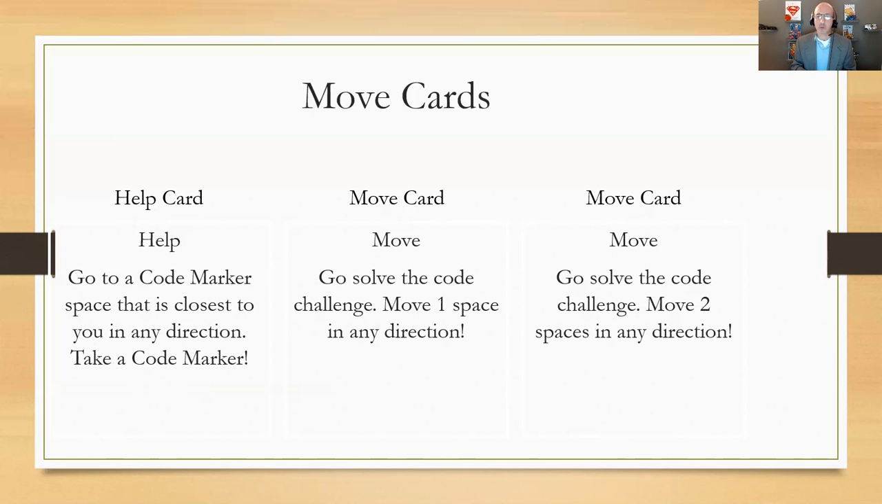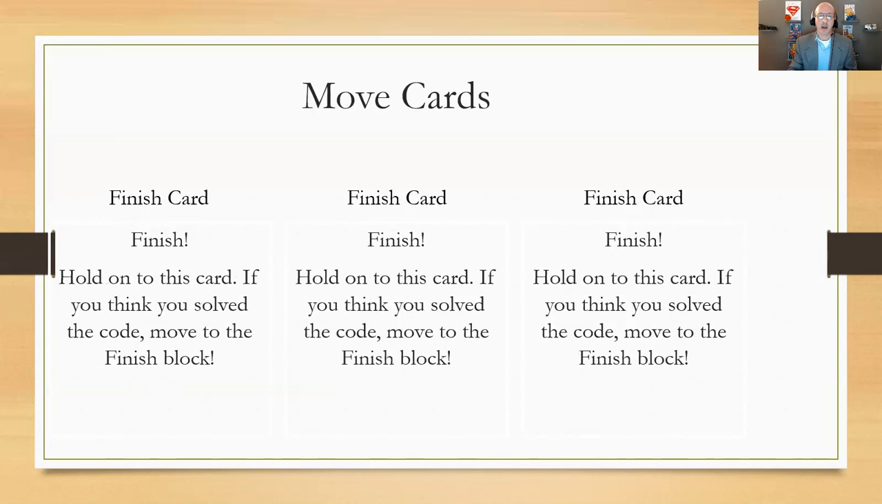And then there are specific move cards. There is move 1 space in any direction and move 2 spaces in any direction. And of course, if they have not reached the finish block yet, but they have finished their code and they have one of these finished cards in hand, so they could hold on to it, and they think they solved the coding challenge, they could say, here, I want to go to the finished marker and see if my solution is correct. So I think there are 6 of these in the move card deck.